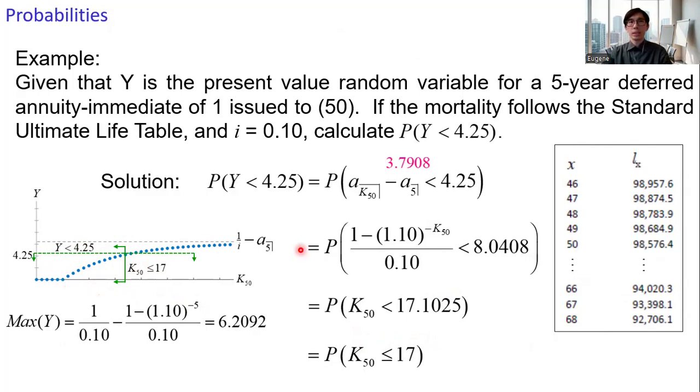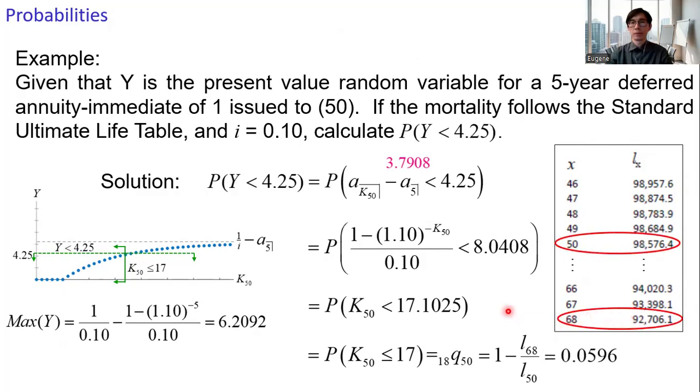All right, using the standard ultimate life table, we want to get the value for 18q50. This equals 1 minus l68 over l50, and we can get the two numbers here. And we get the answer.